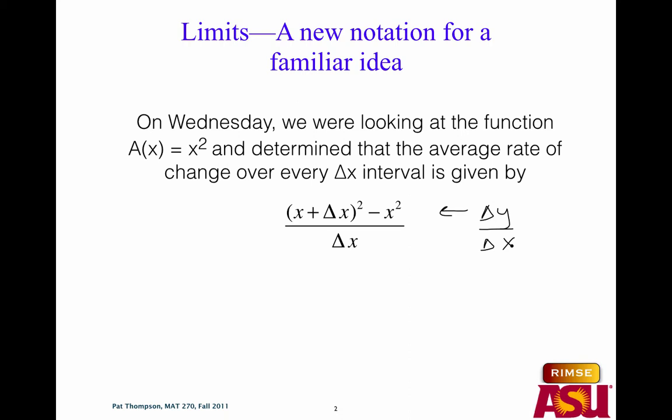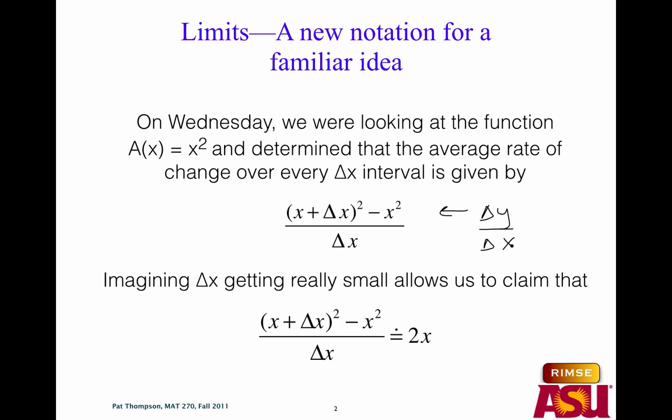Now, then we said if we imagine delta x getting really small, then the quotient is essentially equal to 2x. So let's remind ourselves what this essentially equal means.